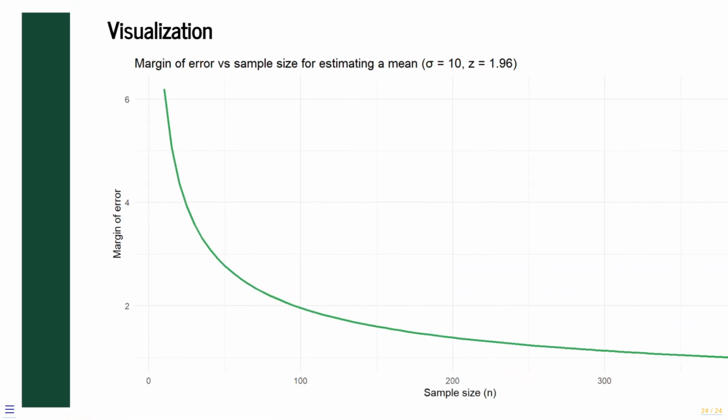The graph shown here illustrates the relationship between sample size and margin of error. Notice that the margin of error decreases as the sample size increases, but not at a constant rate. In fact, quadrupling the sample size cuts the margin of error in half. This relationship highlights an important practical point. Achieving much smaller margins of error requires dramatically larger samples.